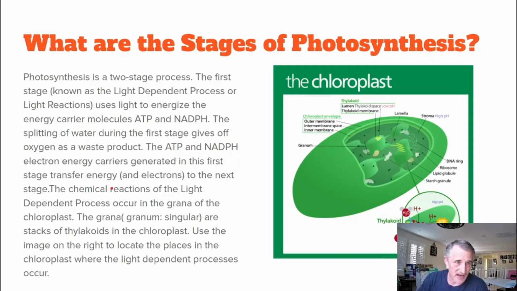Photosynthesis is a 2-stage process. The first stage, known as the light-dependent reaction, uses light to energize a carrier molecule and helps produce something called ATP and NADPH. It does this by splitting water, which replaces the electrons. We'll get into the details in the next couple of slides. The ATP and NADPH electron energy carriers generated in this first stage are transferred to the next stage, where the Calvin cycle occurs. The chemical reactions of the light-dependent process occur in the grana of the chloroplast.